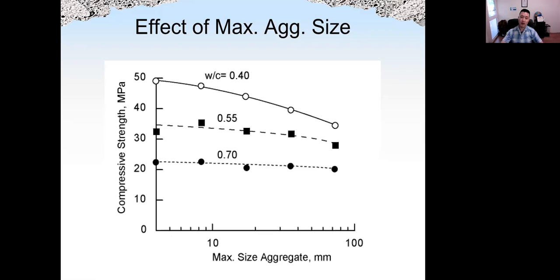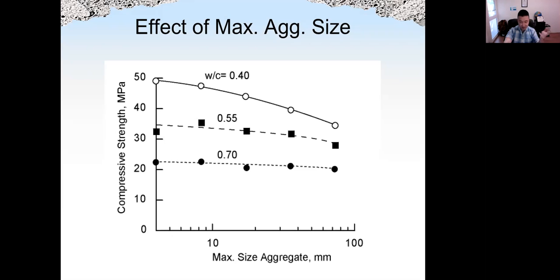Here we can see if we increase the size of the aggregate, the strength will be lower for concrete with all water cement ratios. However, it is more obvious when the water cement ratio is low. Why? We can still use the weakest link theory. When the water cement ratio is high, like 0.70, the weakest link is the cement paste.